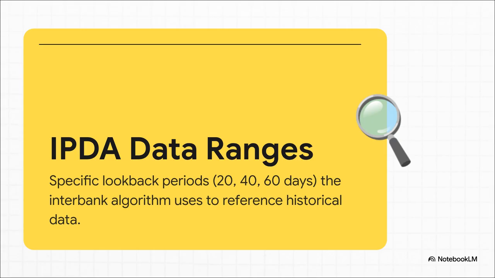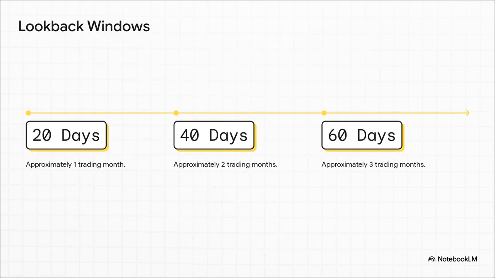The main idea is that this algorithm doesn't just look at all historical data randomly. Nope, it specifically references key look-back periods, 20, 40, and 60 trading days, to figure out what it's going to do next. So what do these numbers actually mean in the real world?